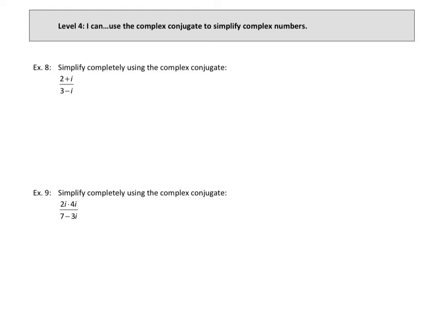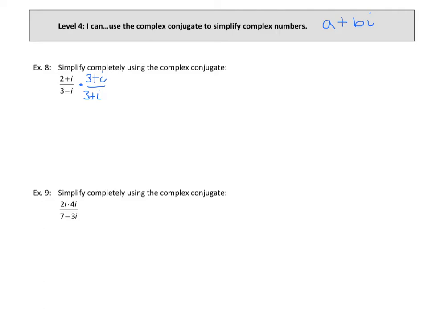In Level 4, we will be simplifying complex expressions using complex conjugates. Our goal is to write these expressions in a plus bi form. To do that, we will multiply by the conjugate of the expression in the denominator over itself. So we take that expression in the denominator and switch the sign. If it's a minus, like this one, we make it a plus. So 3 plus i. And we multiply by that expression over itself, which, remember, is just multiplying by 1, so it doesn't change the value of the number.